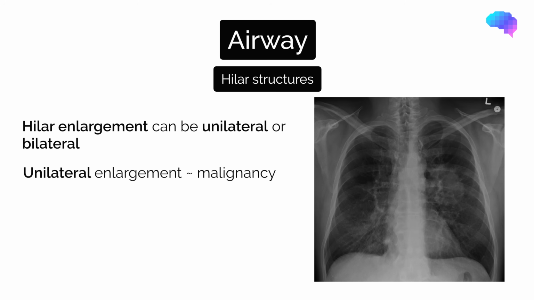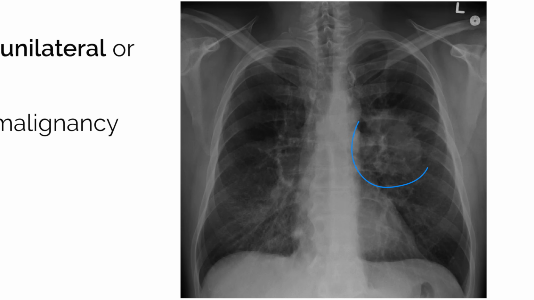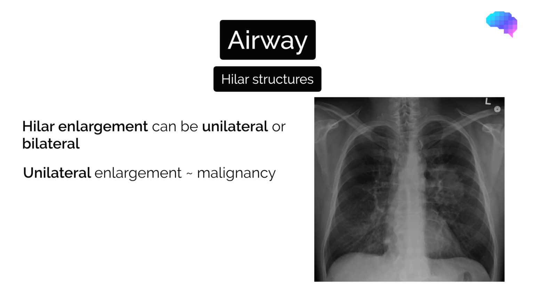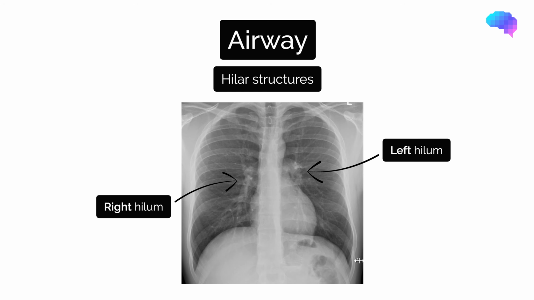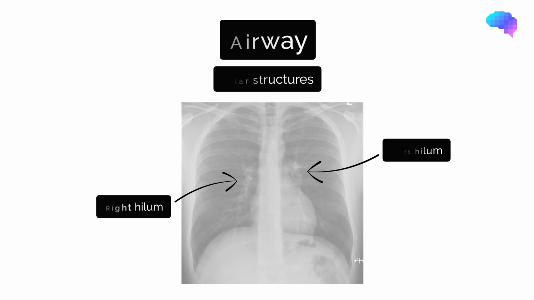Unilateral or asymmetrical enlargement should always raise the suspicion of malignancy and will usually require further investigations, such as a bronchoscopy and tissue biopsy to assist with the diagnosis. Here we can see a PA film with the left and right hilum highlighted. The left hilum is often up to 2 cm higher than the right. This is a normal variant.